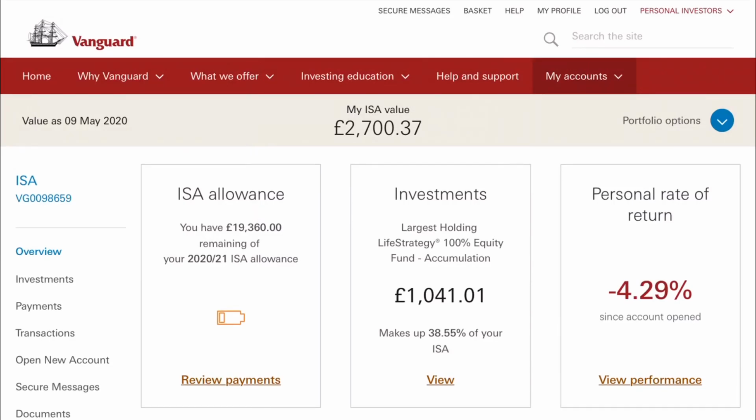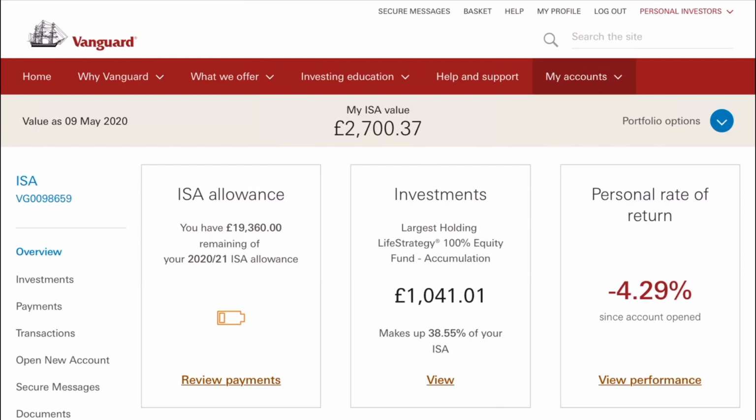I think the key thing there really is just not to panic when it does fall down. As I say, if your investment horizon is a long way in the future, these bumps and dips in the stock market won't affect your overall value too much when you do come to withdraw in the future.